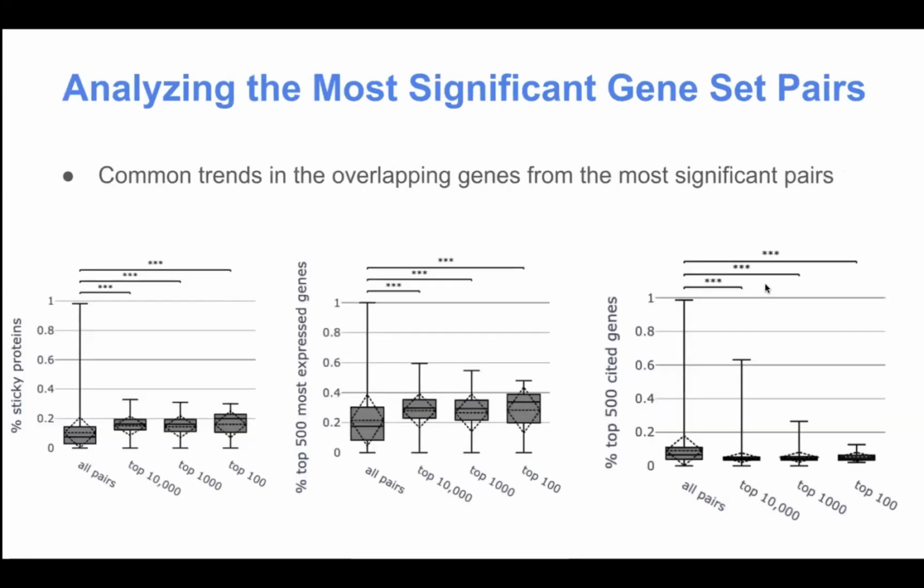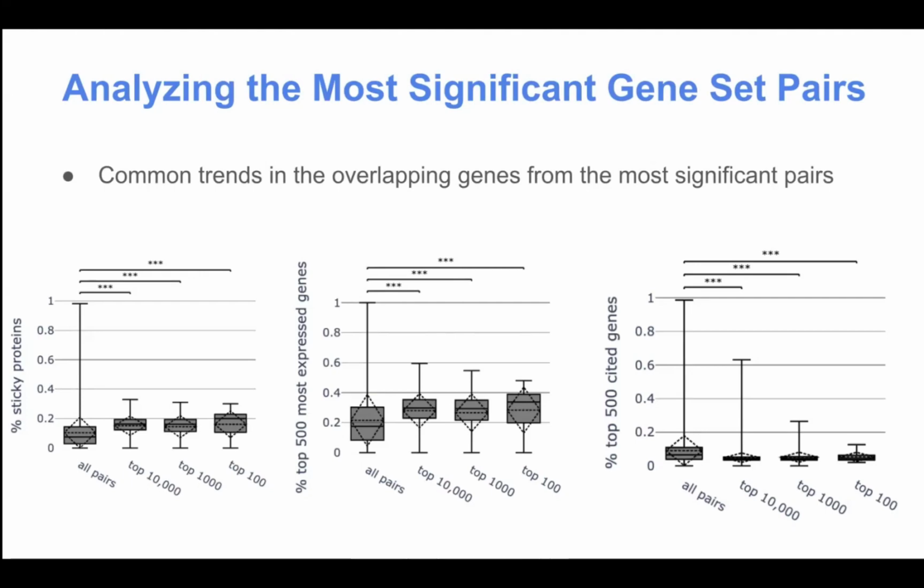So we did this process, and then we looked at the top pairs that we found, and we found some common trends in them. One was that we were seeing a high percentage of these sticky proteins. These are proteins that show up very commonly in these proteomic assays, and therefore they might not be as functionally relevant, or might not be really important to look at in this context where we're looking for these surprising relationships.